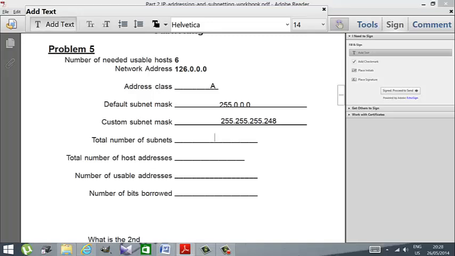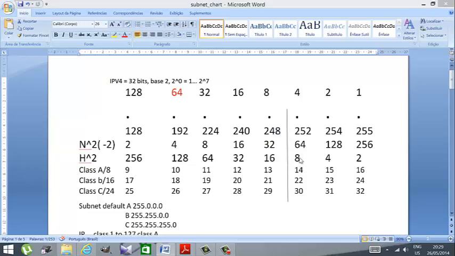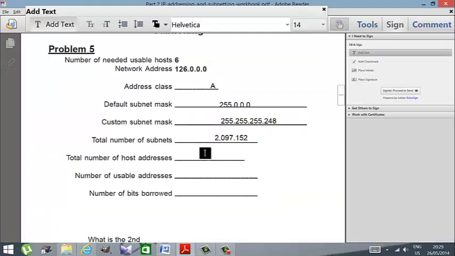Total number of subnets. Well, in this case, the total number of subnets is going to be 2 to the power of 21. It's going to be a pretty big number. Total number of host addresses, we can have a look in our chart: 8 host addresses. Number of usable hosts, 8 minus 2 is 6. Number of bits we borrowed is 21.